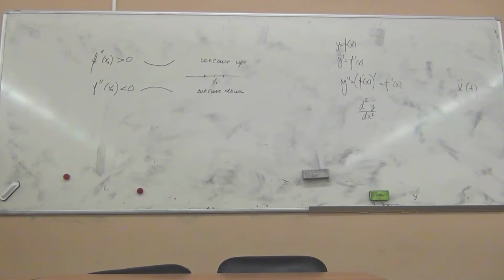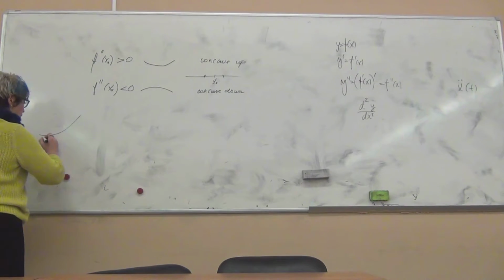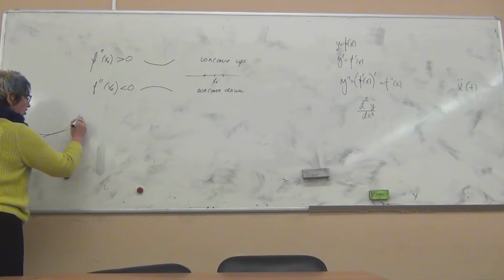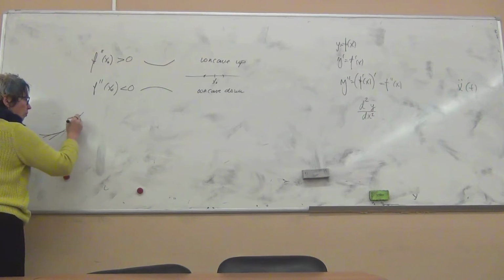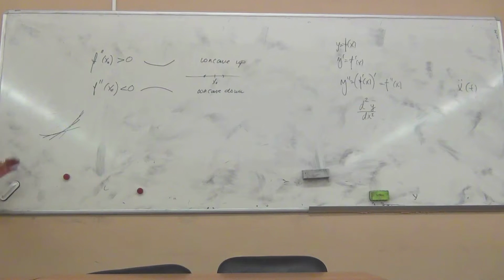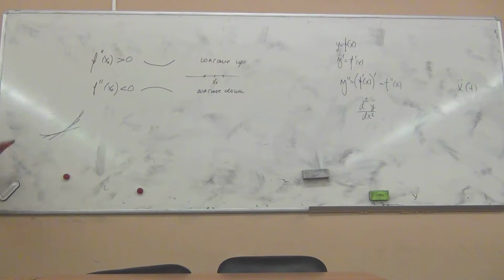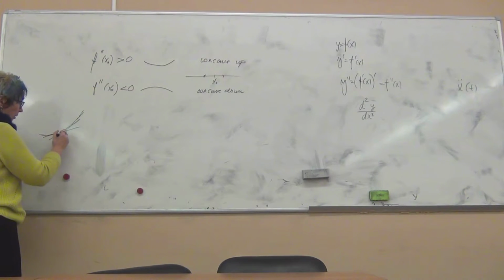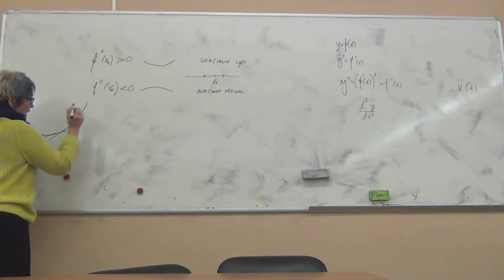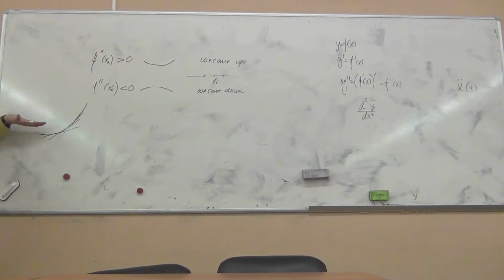Geometrically, what do concavity up and concavity down mean? If a function is concave up, it means that all the tangents we can draw in this segment are below the graph. See, if the function is increasing, then this type of graph, the function is increasing and concave up.